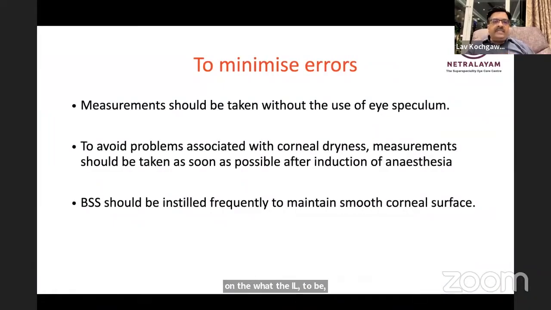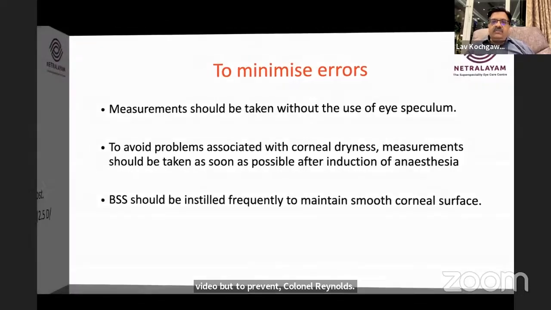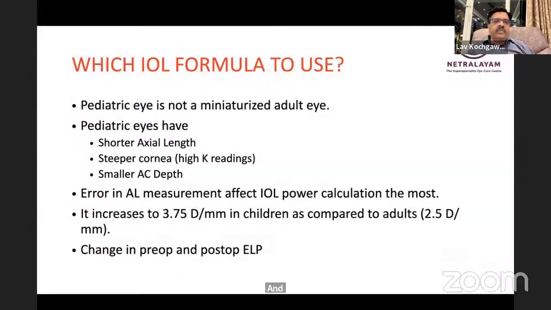To minimize the errors, the measurement should be taken without the use of an eye speculum, as we saw in the video, but to prevent corneal dryness, BSS should be instilled frequently. After doing this, what formula is to be used? Unfortunately, in pediatric cataract, we are still not there in terms of accuracy as compared to adult cataract.